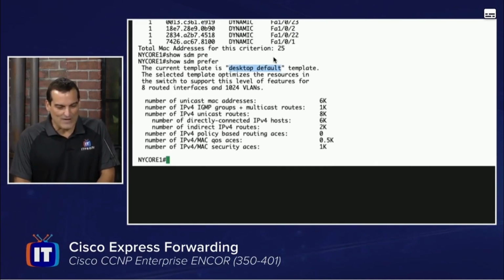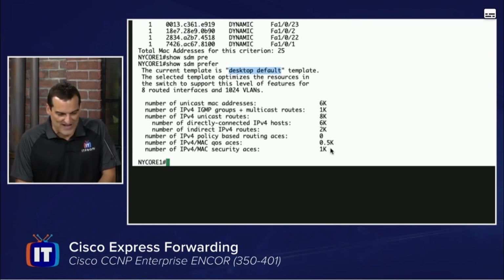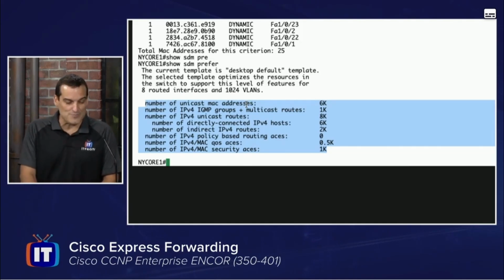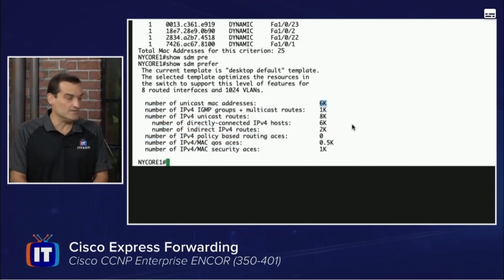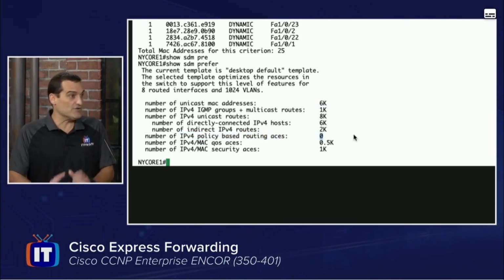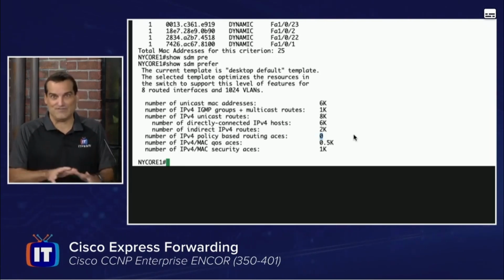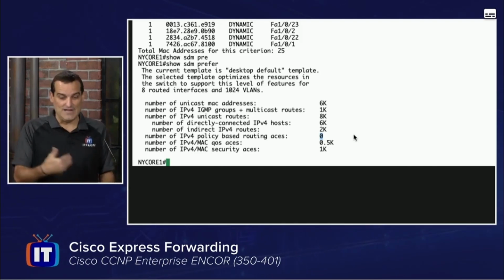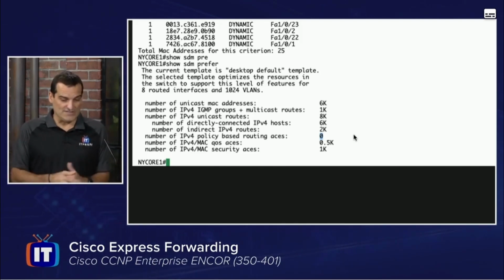And it says, okay, you can see the constraints, the maximum values here that are set on this device. So the maximum number of unicast MAC addresses is 6,000. Whoa, should be more than enough. But notice, like with IPv4 policy-based routing ACEs, or access control entries, there's been no reservation for that. It's like, well, that wouldn't be utilized in this type of template for just default desktop access.